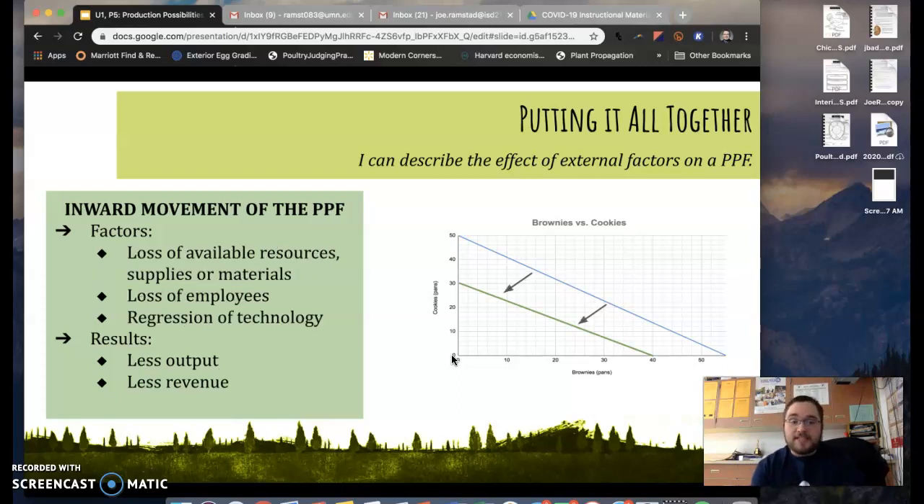Okay, when we move inward, this is a little bit more unfortunate. This is when we lose available resources, supplies, or materials. So maybe we in turn decide to donate flour or chocolate chips to a business or another company that's struggling. We lose that, so we move inward on our possibilities frontier. Maybe an employee gets fired or decides to move to a different chapter in their life. That would reduce our ability. And maybe technology regresses or we have a fire or some equipment's being faulty. That would lower our possibilities, okay? This results in less output, and as long as our prices remain the same, probably less revenue for us as a result.